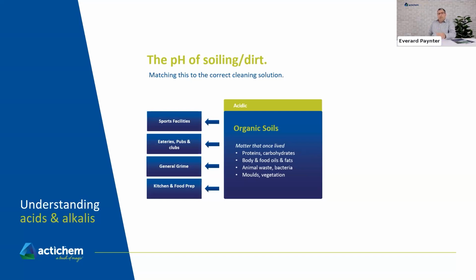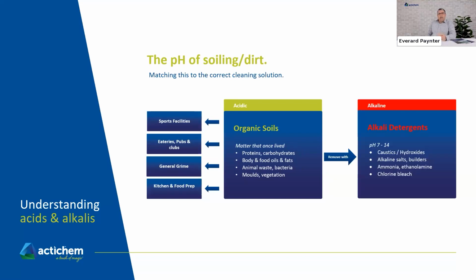We could have put in there kennels and catteries. It's wherever there are living beings, we have organic soils, and they are characterized by being acidic. So very easy to remember: organic soils characterized by being acidic, and it's wherever living beings have been, we get organic soils. Now, to remove them, we use the opposite chemistry, and that is alkali detergents. Now, that is things from a pH from 7 up to 14.